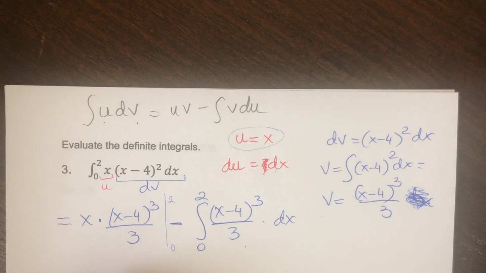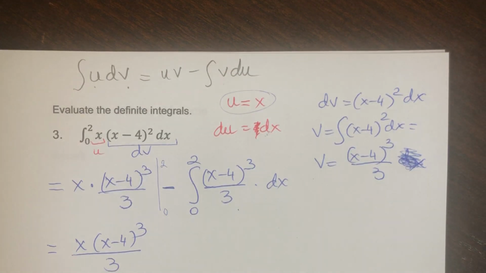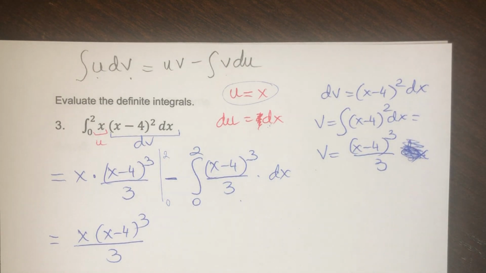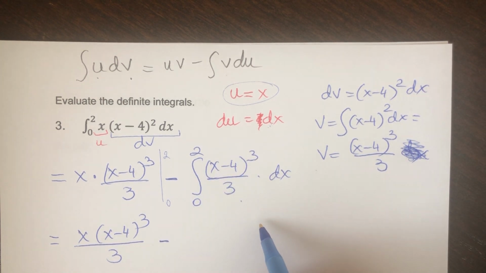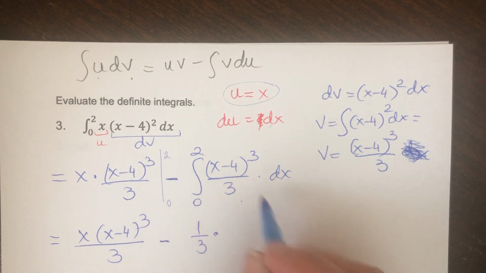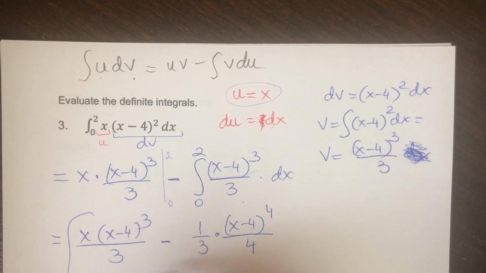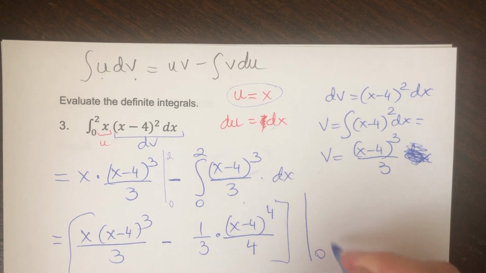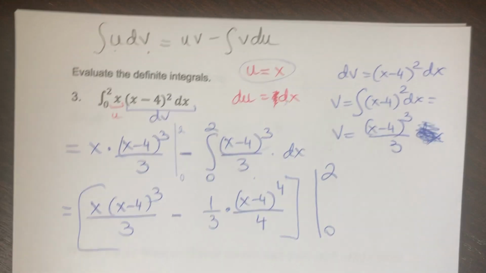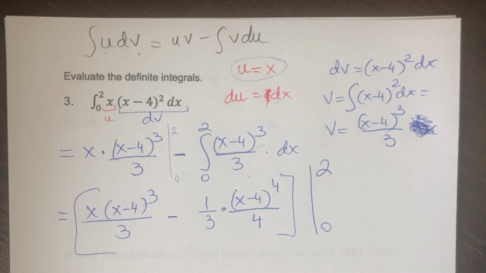So what I have is an x times x minus 4 cubed all over 3. So I just decided to throw it both over 3. Minus, is this something whose antiderivative we can find easily? Okay, so it's 1/3 times the antiderivative of this, which is x minus 4 to the fourth over 4. Yes. And now that we are done, do we have to change the limits of integration as we did in the u substitution problem?